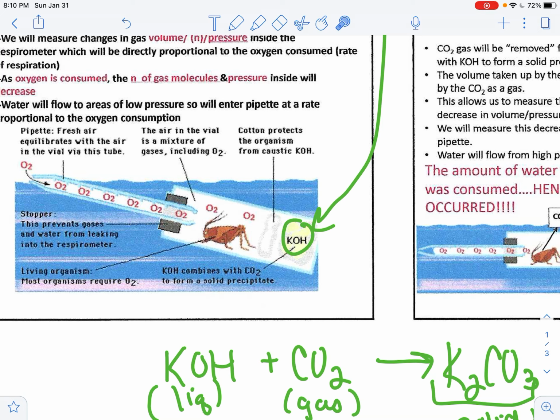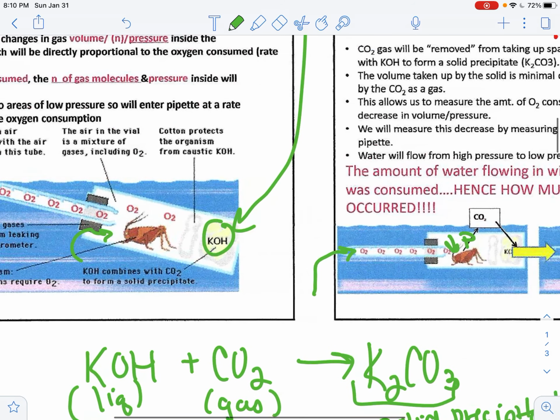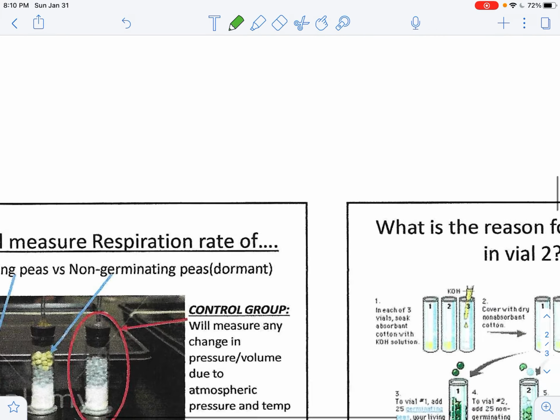So there's my KOH, and then I have another layer of cotton to protect the organism from the KOH. This whole thing has to be sealed. We don't want water leaking in when the pressure changes, because there's no way to measure that. The only place I want there to be an opening is right here, so that when the pressure does drop in here, I can measure how much water is coming in through the pipette. I don't want water leaking in anywhere else.